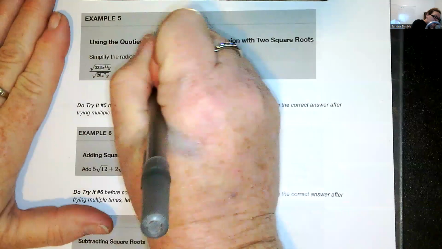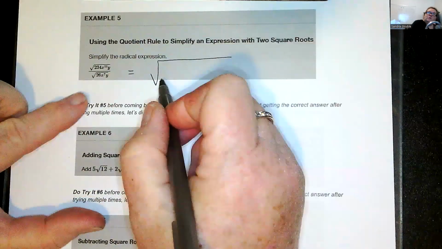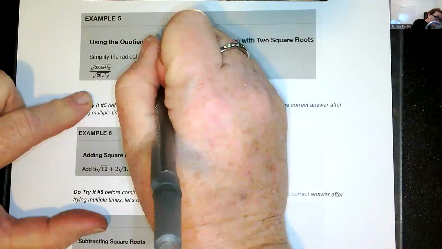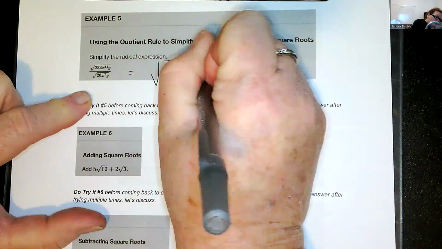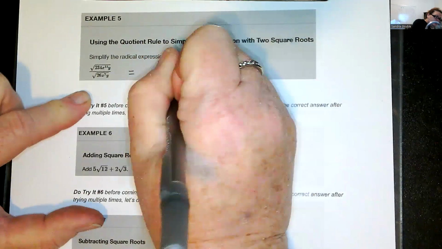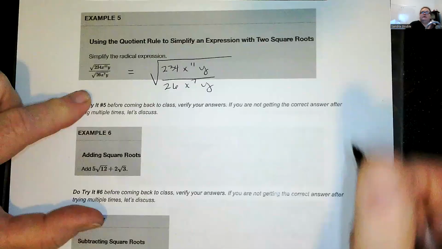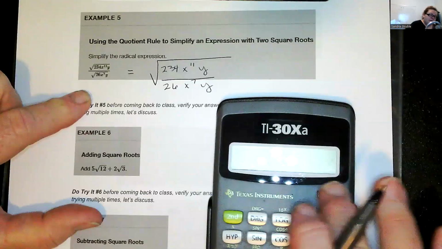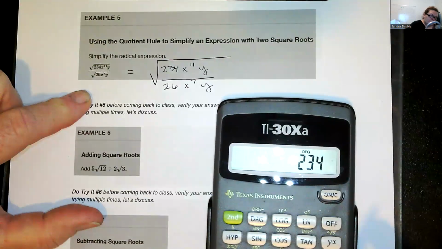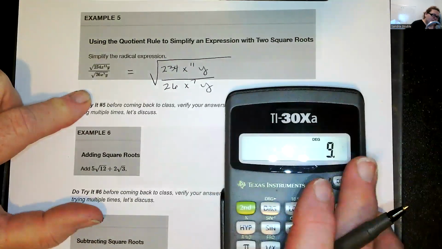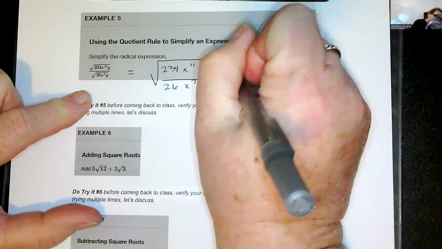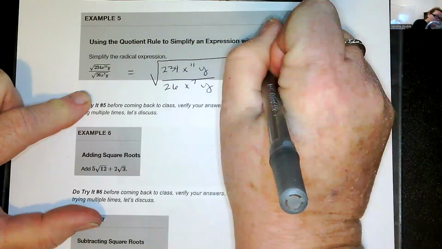So this entire thing I'm going to put under one big radical. So 234 x to the 11th y over 26 x to the 7th y. The reason I want to do that is I want to see if 234 is divisible by 26. Heck yeah, it is. All right. So that just means we have, I'm going to keep my square root. I'm not doing anything exciting.